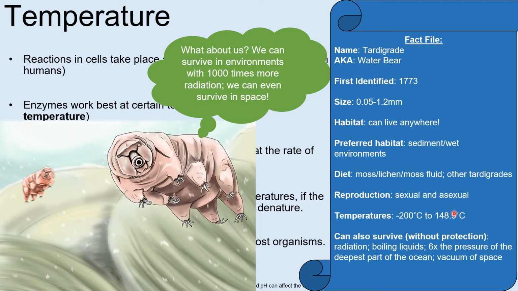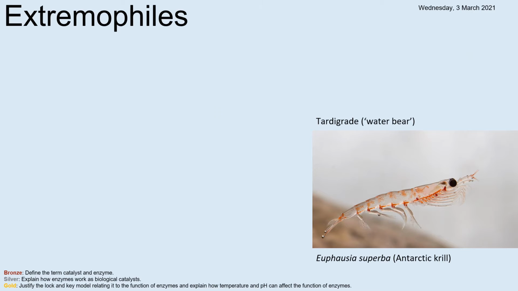Okay, so temperatures they can survive in range from minus 200 degrees Celsius to 148.9 degrees Celsius. They can also survive, without any extra protection, radiation, boiling liquids, 6 times the pressure of the deepest part of the ocean, and also the vacuum of space. So they are quite amazing little creatures.